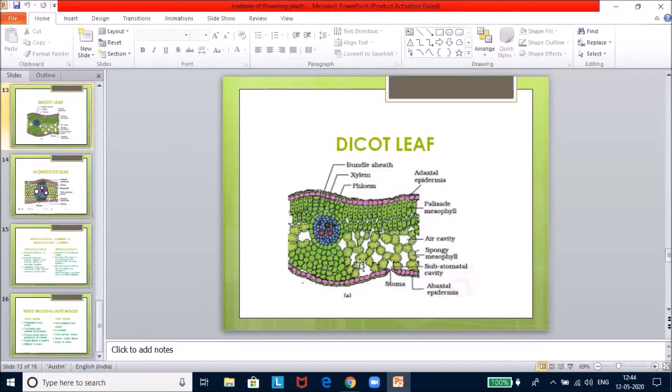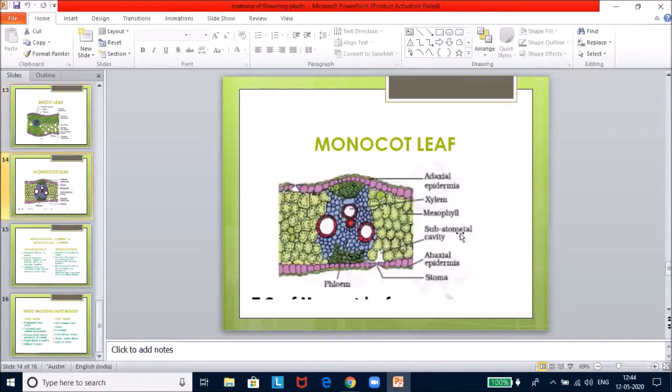Now if you look at the vascular bundles here, they are described as conjoint and collateral. So it is easy for you to identify a dicot leaf and a monocot leaf. Now in the monocot leaf, if you see here, the stomata are present both on the upper epidermis and in the lower epidermis.